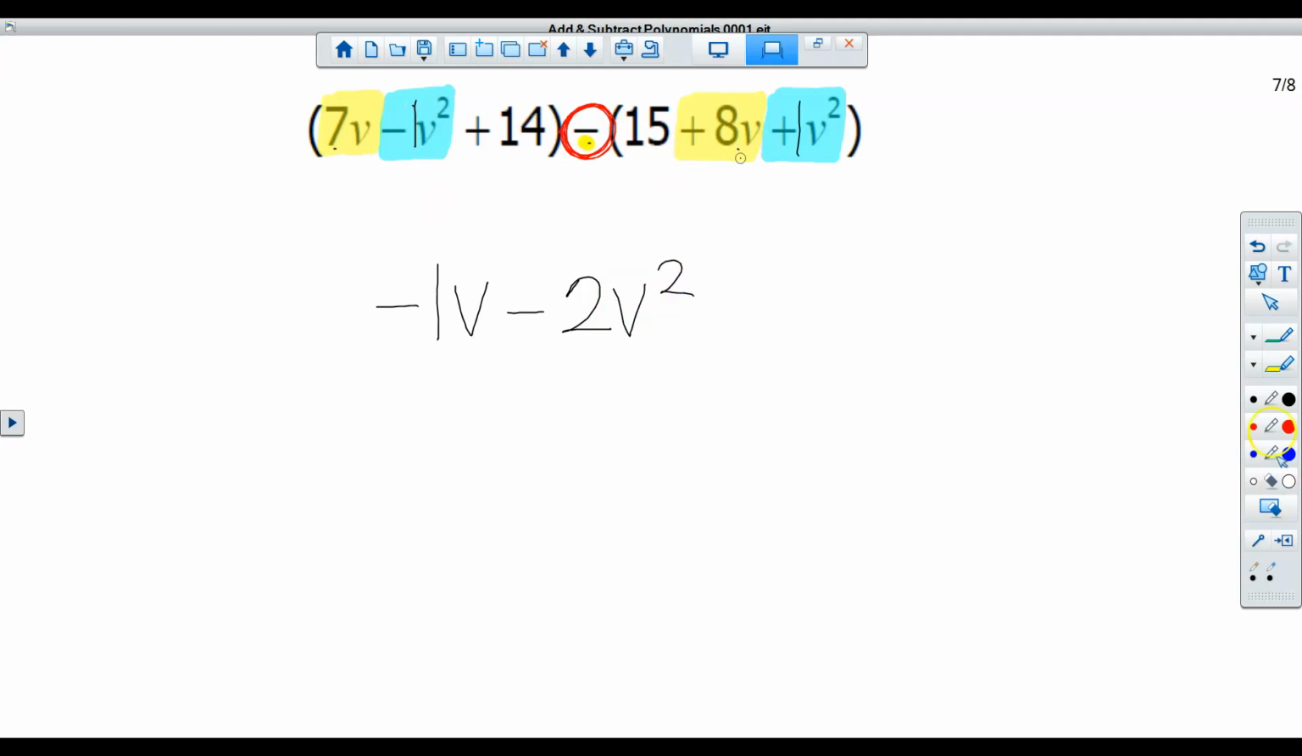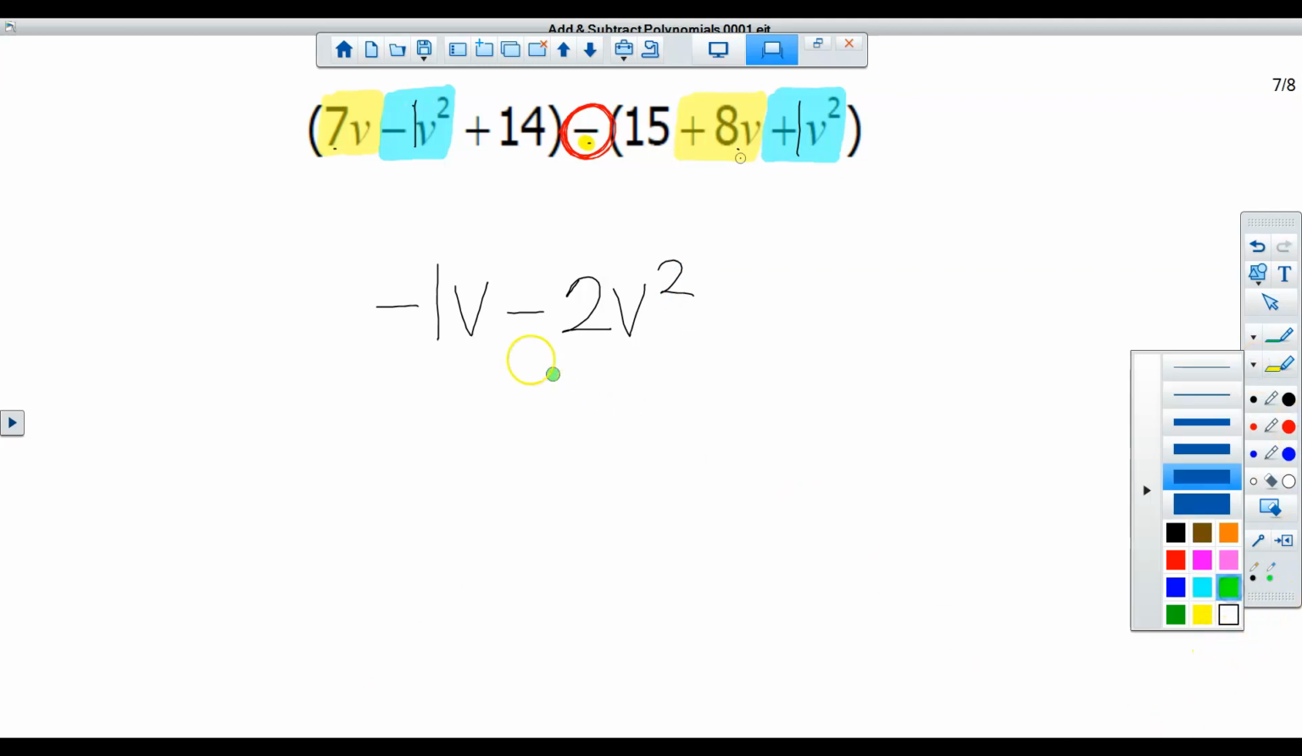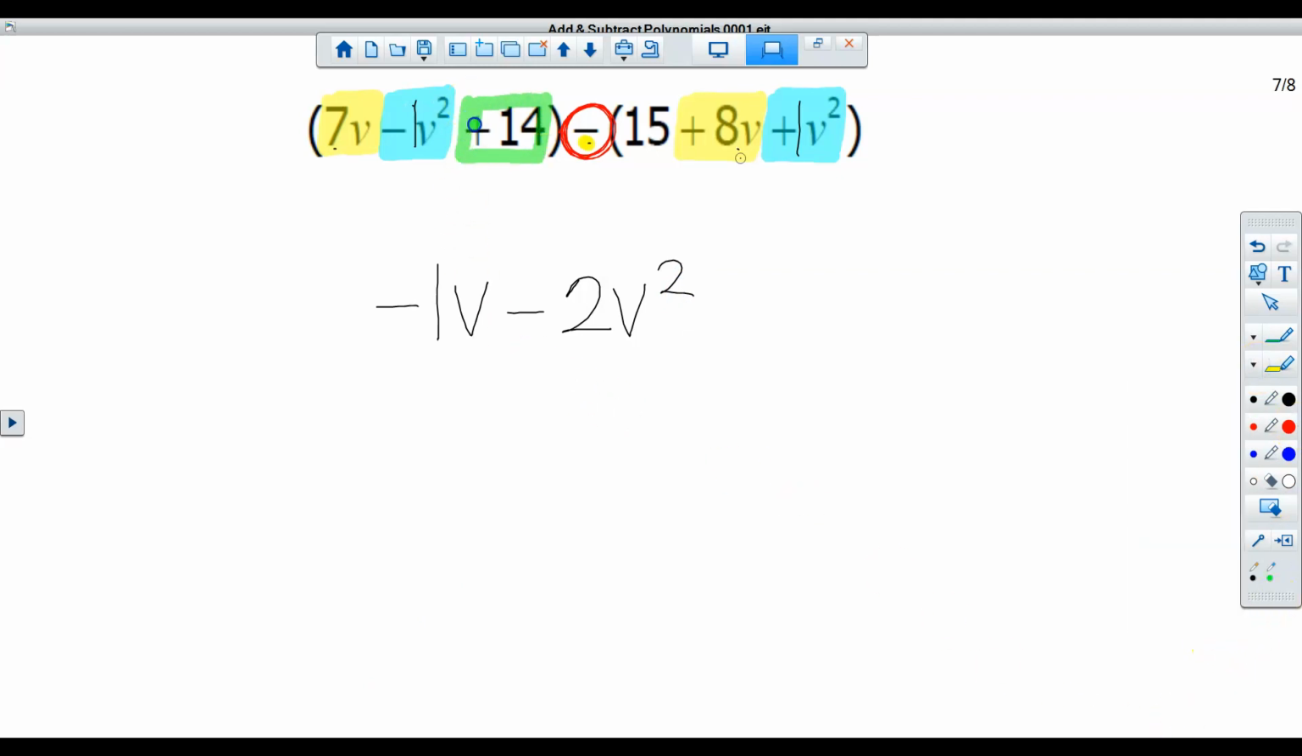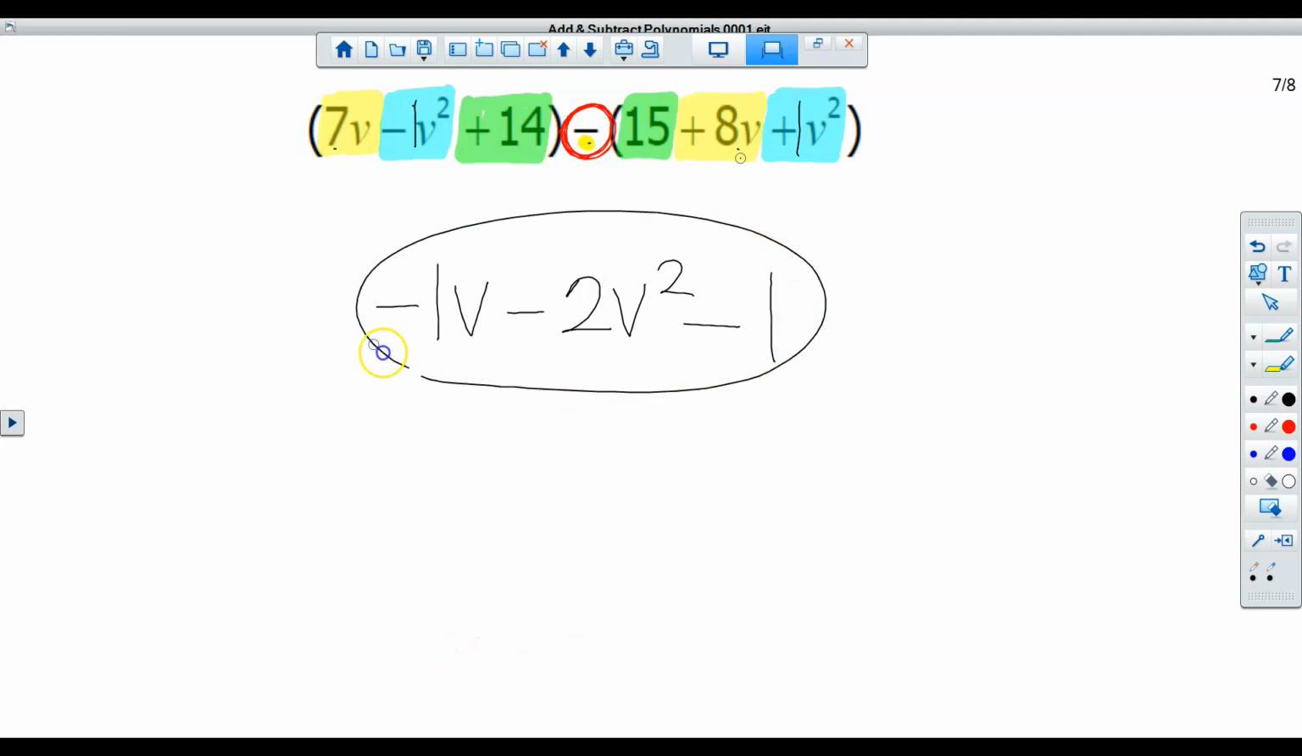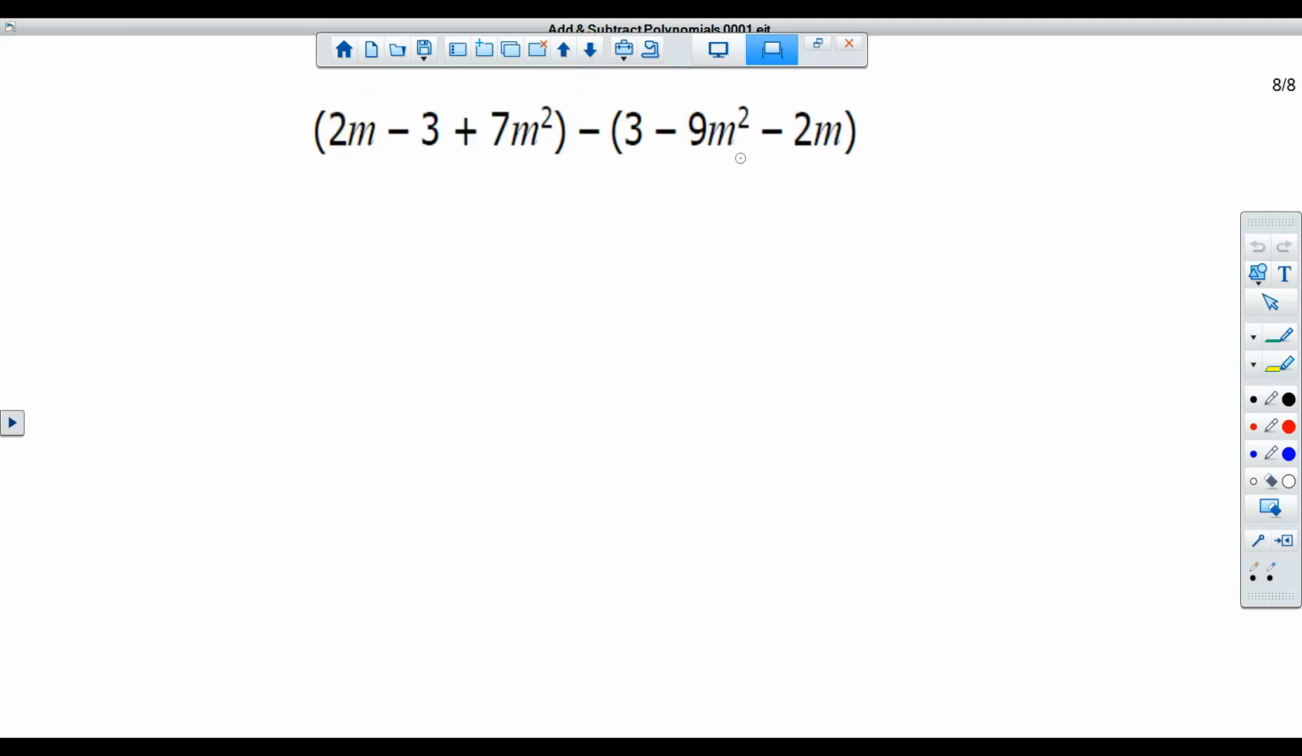And then we're going to finish this off. Positive 14, no variable there. Positive 15, no variable there. We're going to do 14 minus 15, which is negative 1. So subtract like terms. Look for the sign in the middle of the problem. It will tell you which operation you are doing. All right, let's get one more in here.